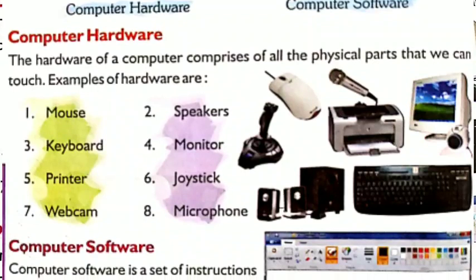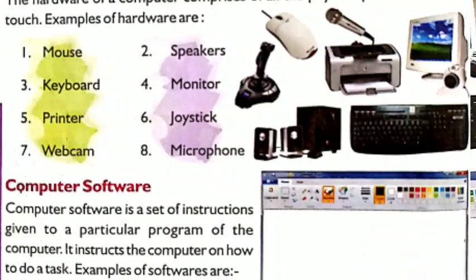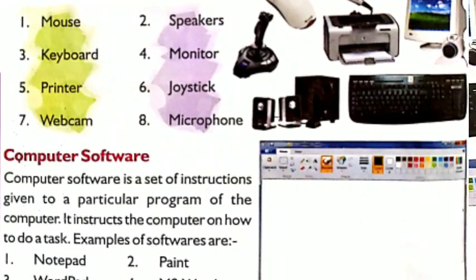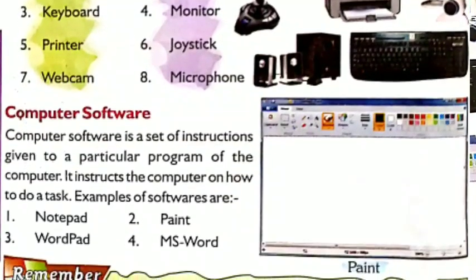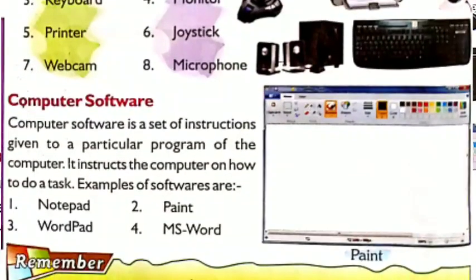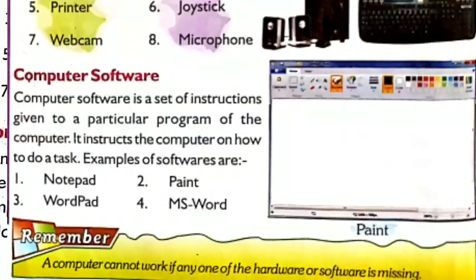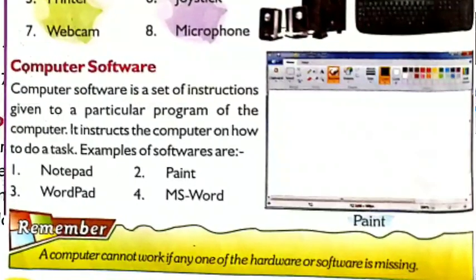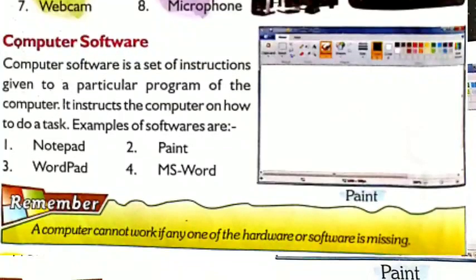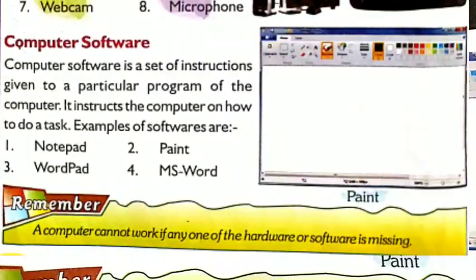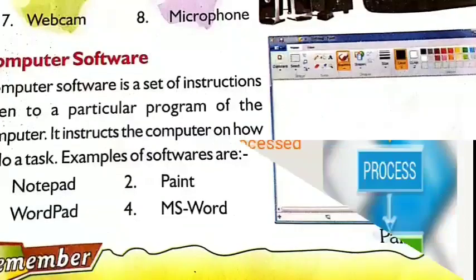Now the next part is software. It is a set of instructions given to a particular program of the computer. It instructs the computer on how to do a task. Now, in simple language, let me explain this again. It is a program that we cannot touch or hold. Now, the examples of software are Notepad, WordPad, Paint, MS Word, etc.